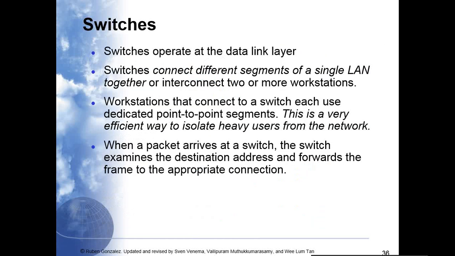Switches operate at the data link layer. They connect different segments of a single local area network together or interconnect two or more workstations. Workstations that connect to a switch each use dedicated point-to-point segments, and that means you can isolate people, because they're connected directly to each other, or at least it seems like they are. When a packet arrives at a switch, the switch examines the destination address and forwards the frame to the appropriate connection. It doesn't flood it out of every port, or at least usually doesn't do that.